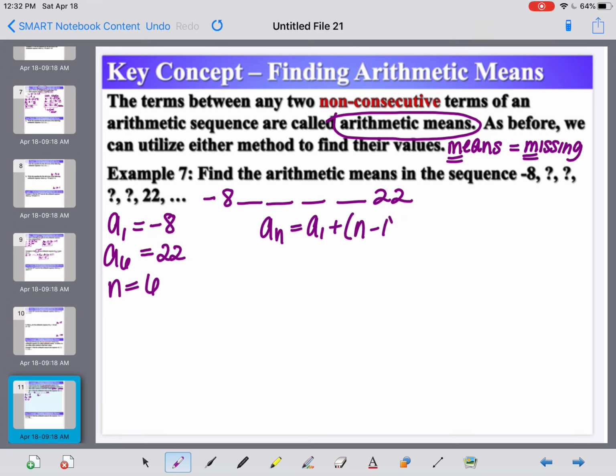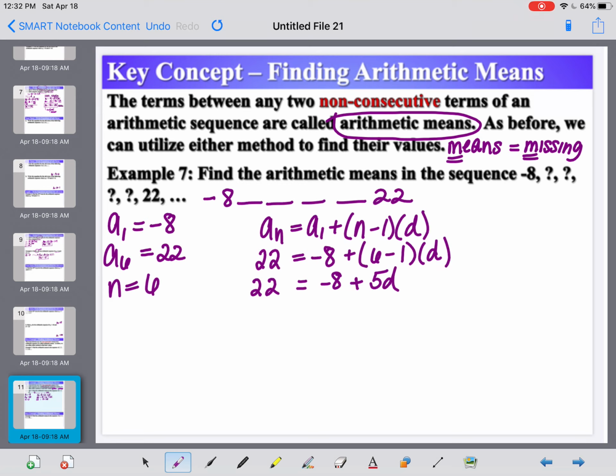But I can use my formula, the only one I've got, and plug in the information that I know. So that last term, a sub n, the actual term is 22. Okay, the first number was negative 8. There's 6 terms. I do not know the common difference, so I'm going to solve for it. 6 minus 1 is 5. Makes this a 5d. So we're going to solve this like a regular equation.